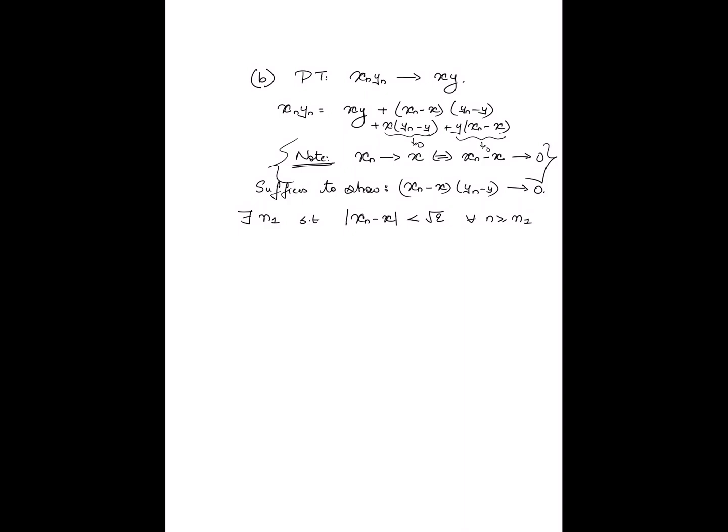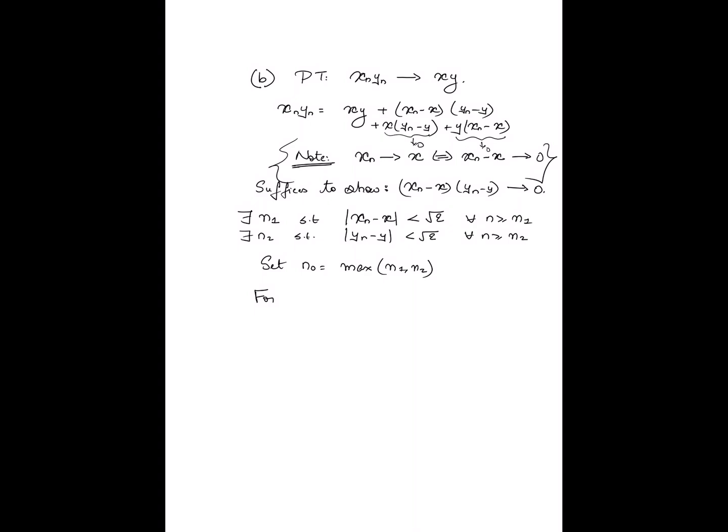This follows from the fact that xn converges to x. Similarly, there exists an n2 such that yn minus y is in fact less than square root epsilon for all n greater than or equal to n2. Now I'm going to set, as before, n0 to be the max of n1 and n2, such that for all numbers greater than or equal to n0, both of these properties hold, right?